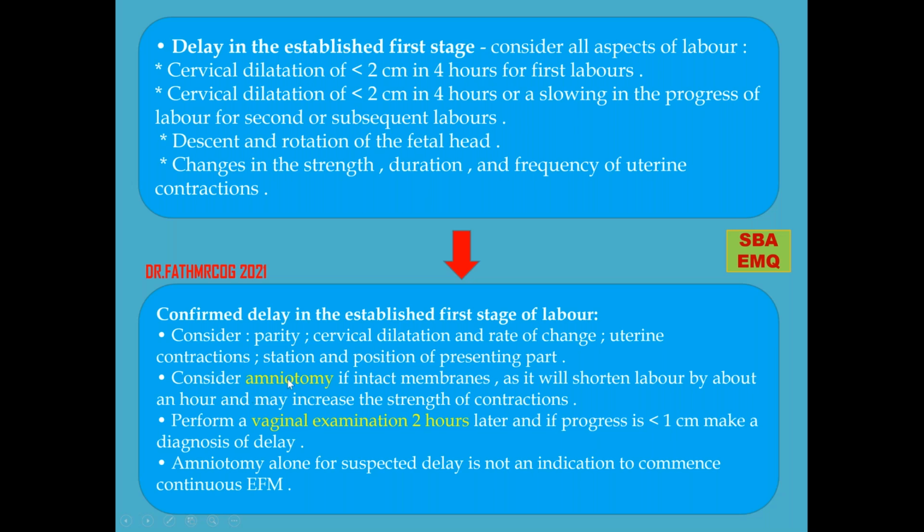So you should consider amniotomy. You counsel the patient about the amniotomy. Amniotomy can shorten the labor by 1 hour and make the contractions stronger, and you perform vaginal examination 2 hours later. If progression is less than 1 centimeter, make a diagnosis of delay. This is about how to know the suspected delay and to confirm delay.